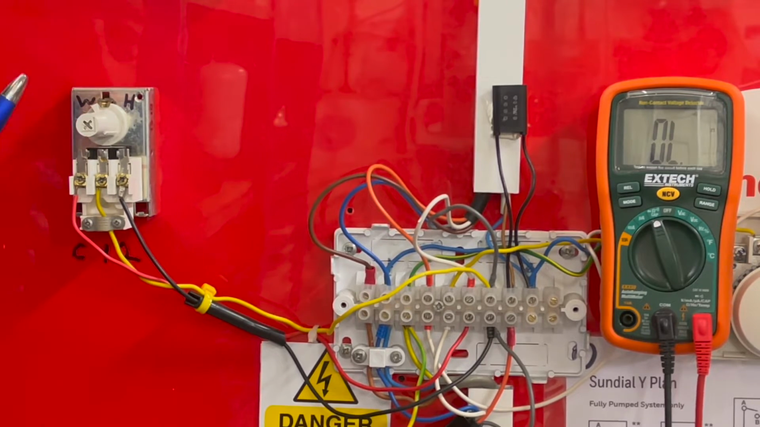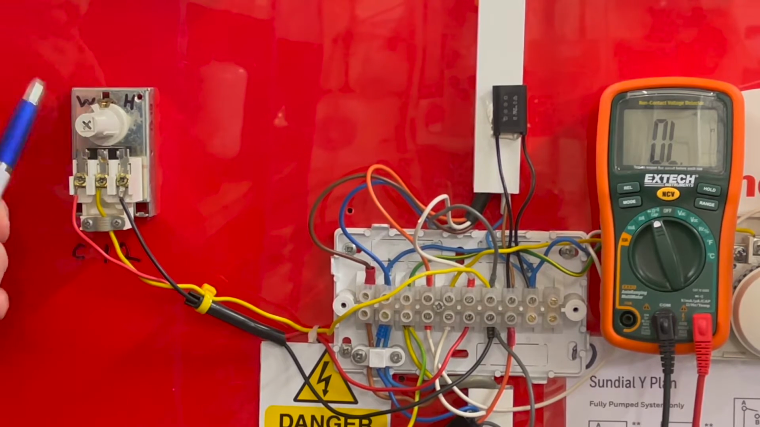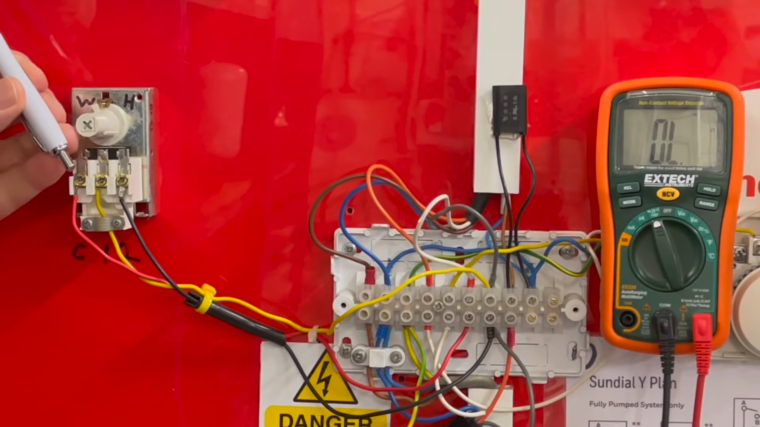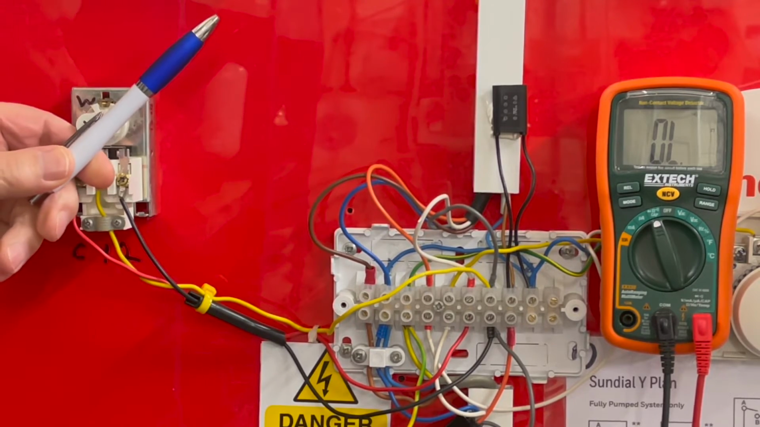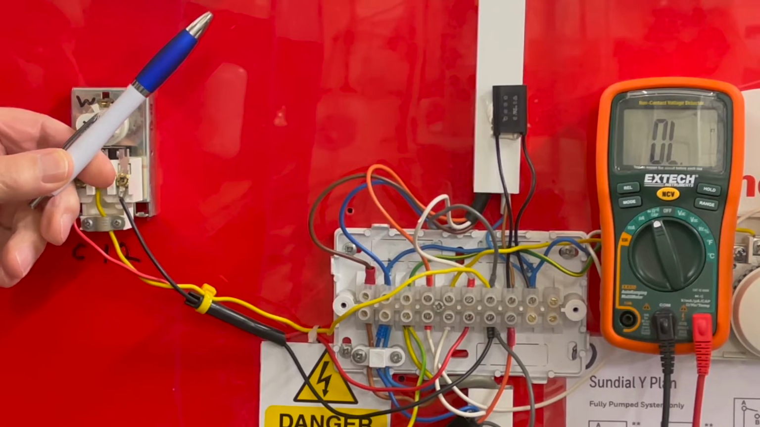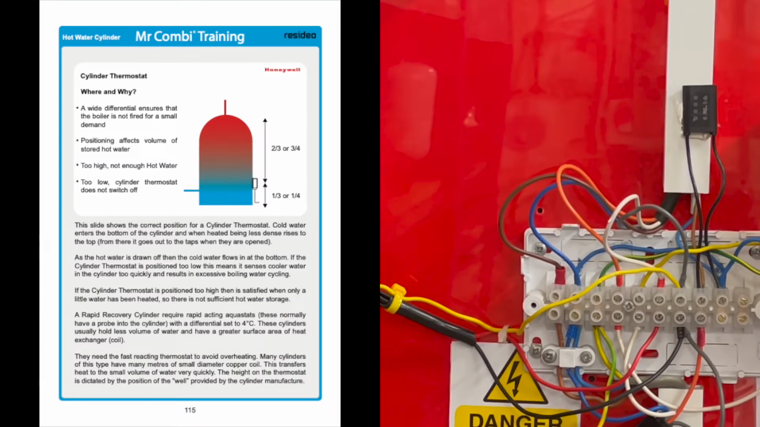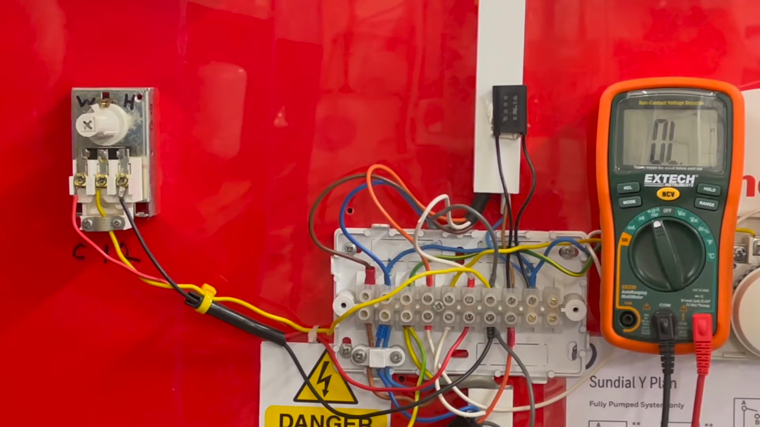Now when we look at the cylinder thermostat, if the pin is on the 11 o'clock position, that's in the hot water mode. If it's on the 1 o'clock position, it's in central heating mode. But normally we will have this at 60 because that's the recommended temperature, 1/3 off the floor.